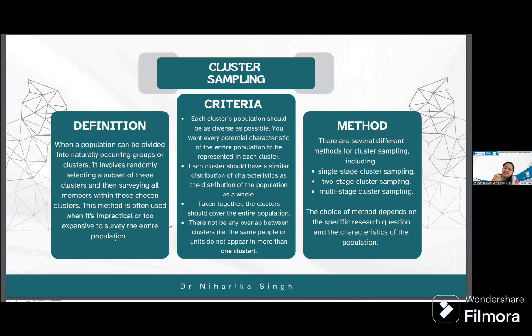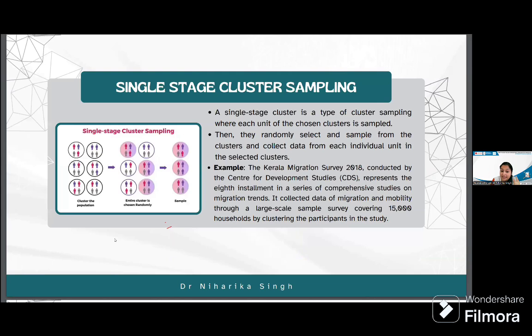After we get those clusters, if we go for a single stage cluster sampling, we will have to take up the whole of those clusters into our study. Now, if we go for a two-stage cluster sampling, then what do we do? For a single stage cluster sampling, this is what we have done: each unit of the chosen cluster is sampled completely, each individual unit in the selected cluster.